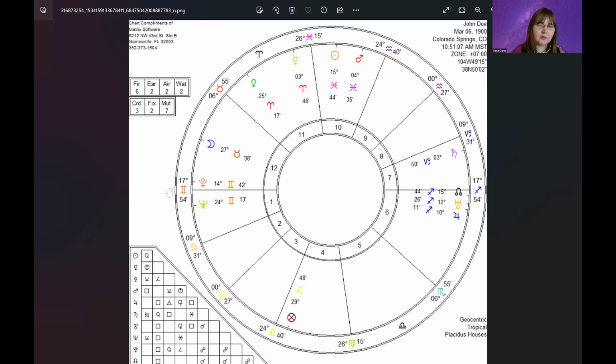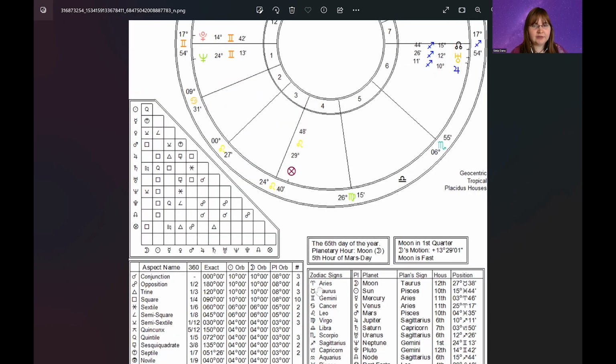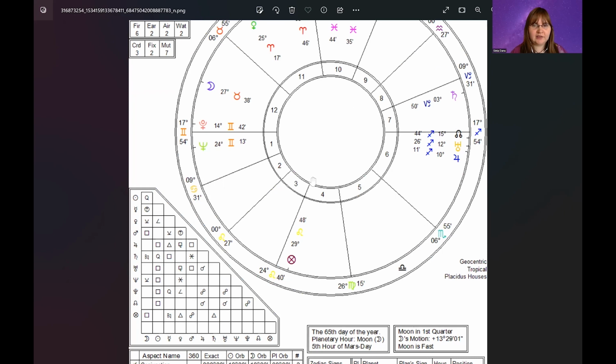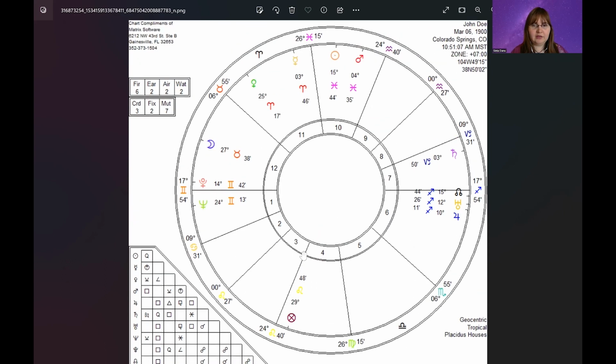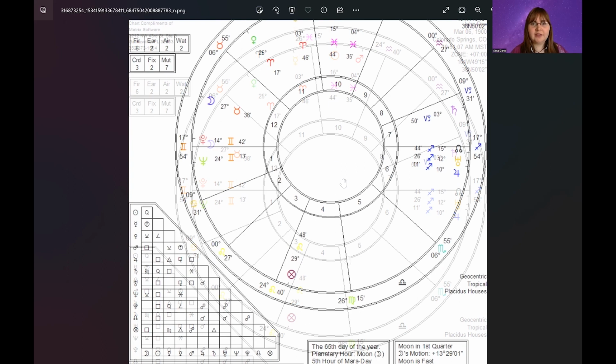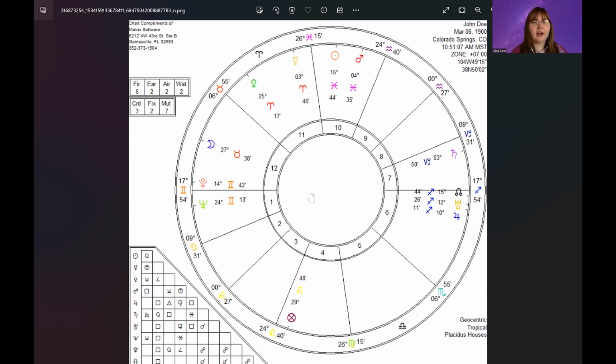Now, another important angle is the IC, which is your 4th house cusp. And that's going to be down here. So here's the 4th house. The beginning of the 4th house is at 24 degrees Leo, 40 minutes. And if you go directly opposite that, 180 degrees, you'll have your 10th house cusp, which is your midheaven, which is at 24 degrees, 40 minutes of Aquarius. So those are the angles.